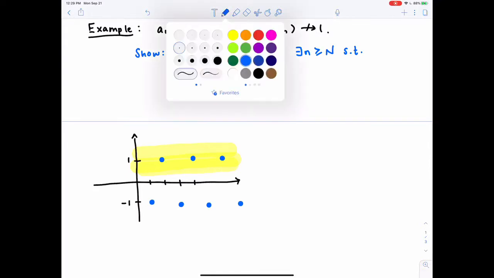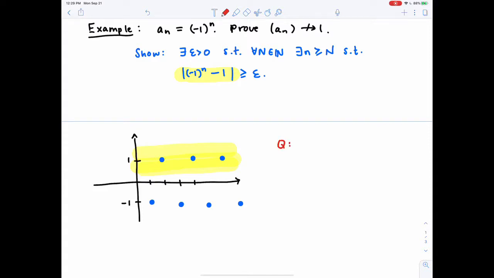So one question you might ask yourself is, which values are a valid choice for epsilon? Because this is an existence statement, which means we just have to find one epsilon, but if one epsilon works, any epsilon smaller than that will also work. So how big can epsilon be? I would pause your video and ask yourself, how large can we allow epsilon to be such that we'll still have outliers?